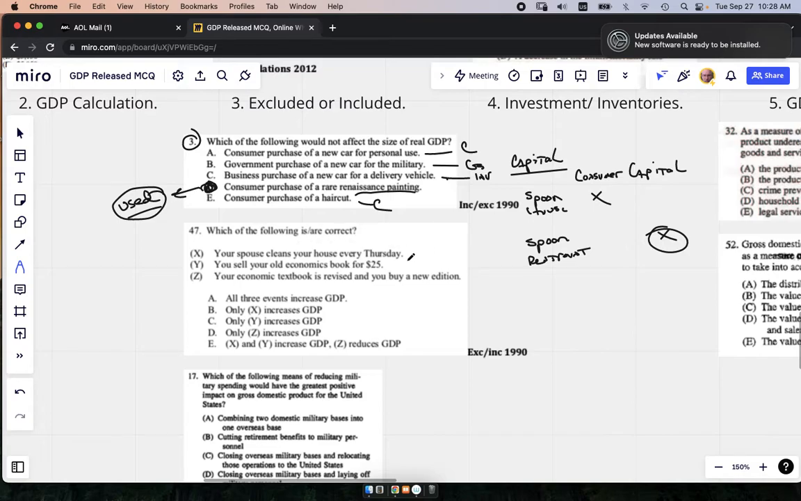Which of the following is true, correct? I'm going to stop for a second. I'm going to let you read that. Go ahead and pause.